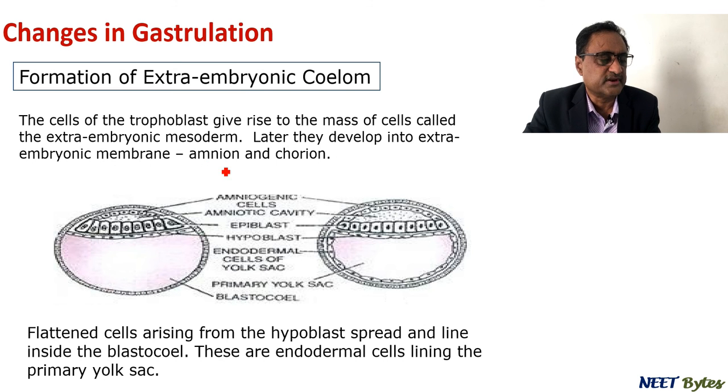Then there is the formation of the extraembryonic coelom. Cells of the trophoblast give rise to a mass of cells called extraembryonic mesoderm. Later, these extraembryonic membranes develop into the amnion and chorion. Now flattened cells arise from the hypoblast, spread and line the inside of the blastocoel. These are the endodermal cells lining the primary yolk sac.